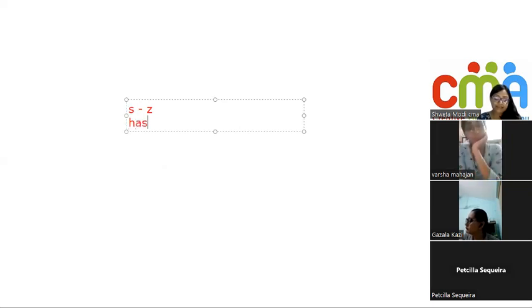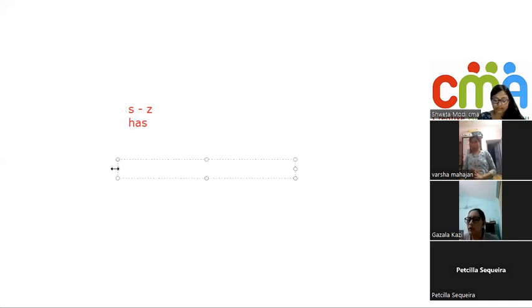Like has, his, then was, hers, his, rose, cause, surprise, all these words, right? Also, when you do singular plural, you add S, right? Like if you have any word like book, so book becomes books.